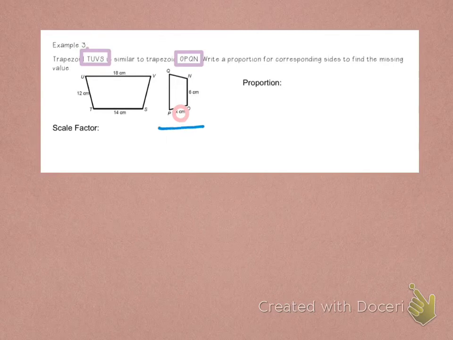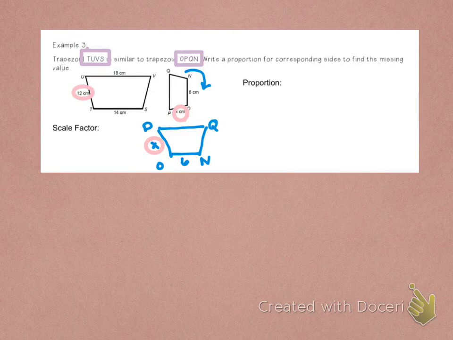We could redraw it. And I'm just taking it and rotating it in this direction. So N is right here, O, P, Q. 6 is in between N and O. And X is in between O and P. Okay, so now here is my X, which corresponds with the 12. And here is my 6, which corresponds with the 14.